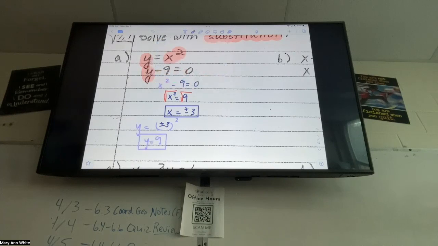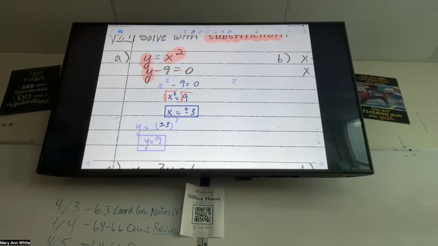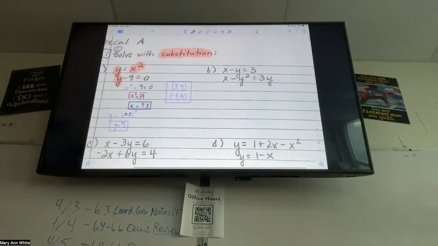I do want to write these as ordered pairs because when we have two answers later on, when we plug it in, we should get two different answers. So my two answers in ordered pair notation is going to be 3, 9, and then negative 3, 9. That wasn't too crazy, was it? All right, let's look at the next one.